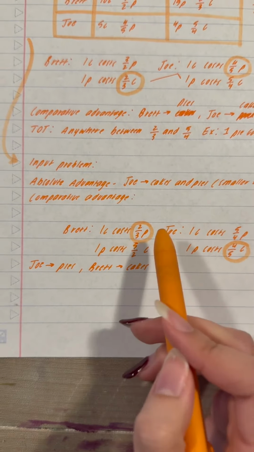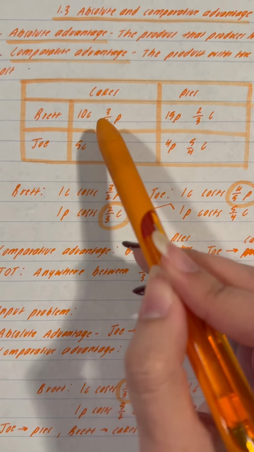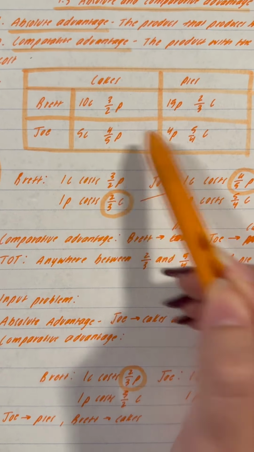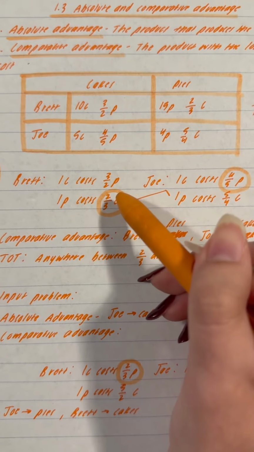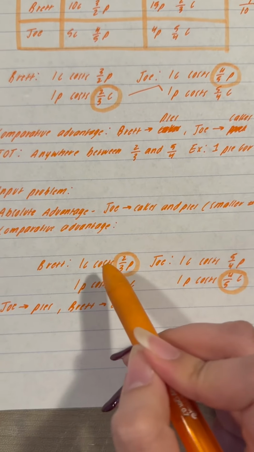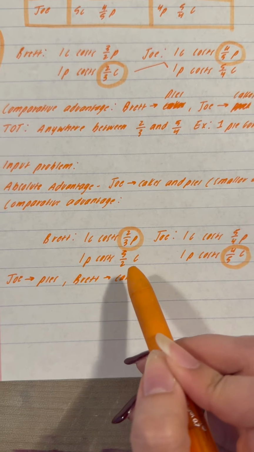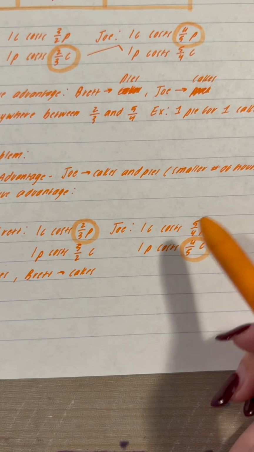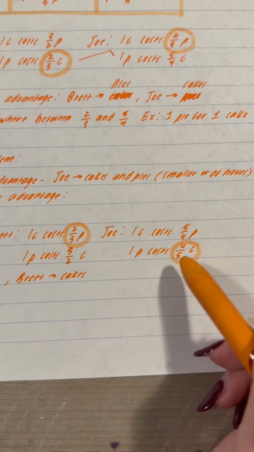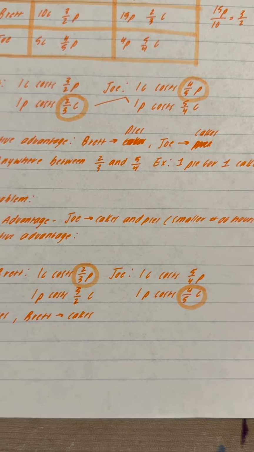So to calculate the comparative advantage, instead of taking 15 over 10, I simply took 10 over 15 and vice versa down here. So this would be 5 over 4. So essentially my numbers just flipped around. So this would be one cake costs 2/3 of a pie, while one pie costs 3/2 of a cake. And then for Joe, it would be one cake costs 5/4 of a pie, while one pie costs 4/5 of a cake. So as you can see here, my numbers are simply flipped.